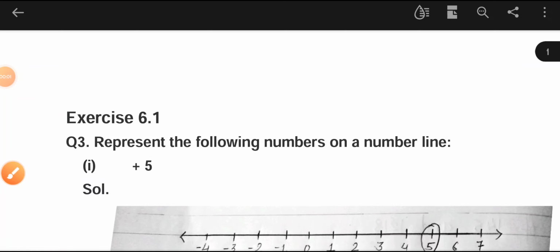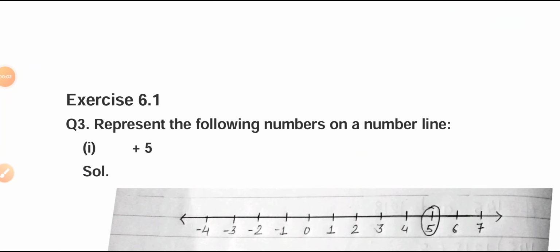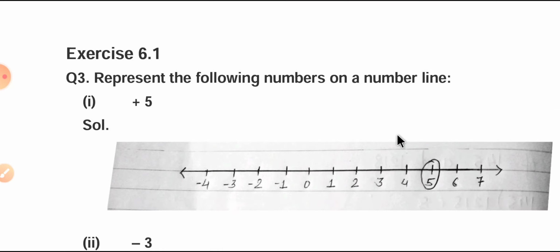Today we will see how to represent integers on a number line. So let us see question number 3 of our exercise 6.1. How to represent the following numbers on a number line. First one is given plus 5.